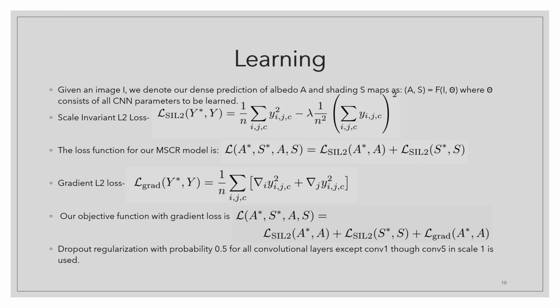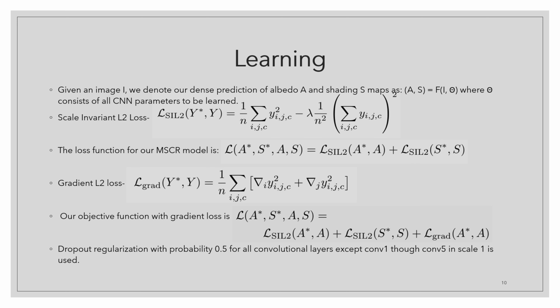The loss function of our MSCR model is the L2 loss. We also consider training with a loss that favors recovery of piecewise constant output. To do so, we use the gradient loss, which is an L2 error loss between the gradient of prediction and that of ground truth, by letting del i and del j be the derivative in the ith and jth dimensions respectively of an image. Shading cannot be assumed piecewise constant. We do not use gradient loss for it. Our objective with gradient loss is shown. We denote as MSCR plus GR the version of our model using it.